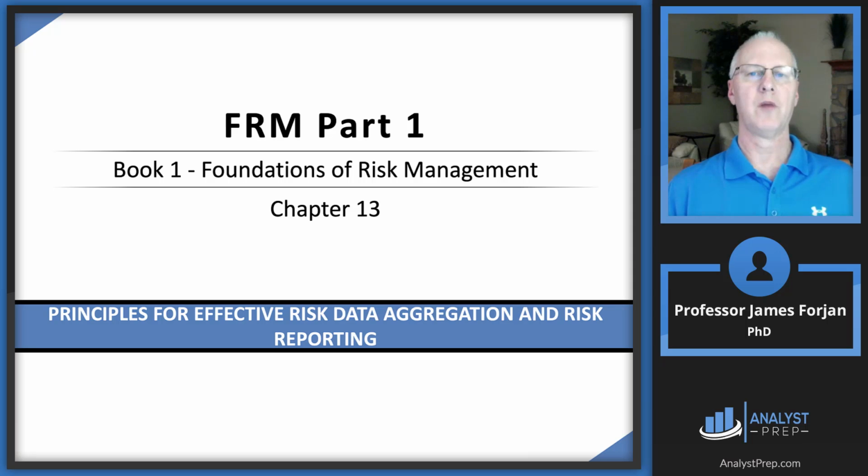This is FRM Part 1, Book 1, Foundations of Risk Management, and this is Chapter 13, Principles for Effective Risk Data Aggregation and Risk Reporting. Now, there are some elements of the previous 12 chapters that will be contained inside of this Chapter 13, but a lot of it is some new material.